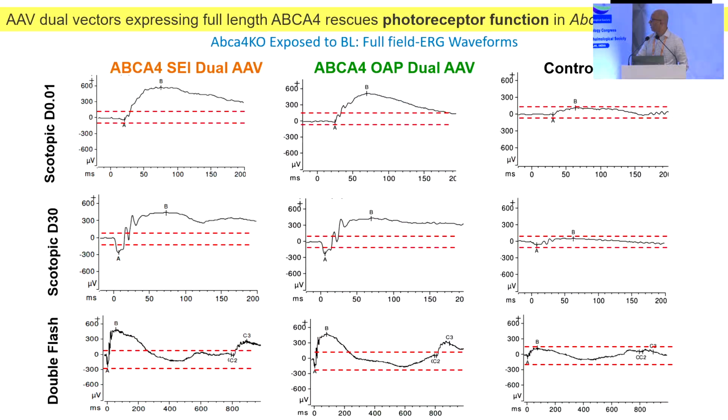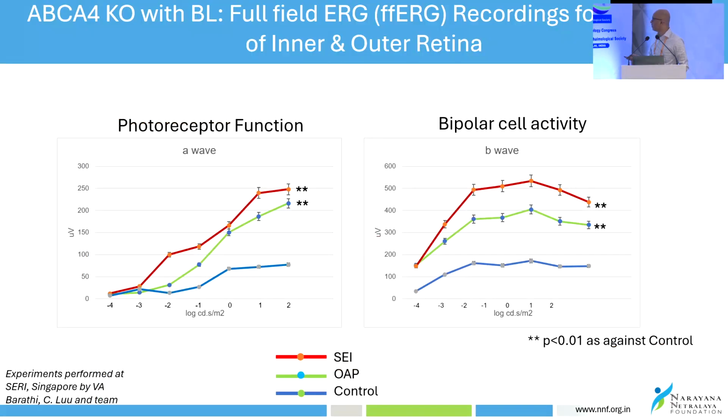Both structural, and after the structural things, we wanted to see the functional aspect of the process. What you see here is the ERG, the electroretinogram. You can see the controls, that is the ABCA4 knockout ERG plots. And what you can see is that in both cases, the SEI, that is the splice enhancing introns dual vectors, as well as the overlapping alkaline phosphatase dual vectors, you can see the return of normal ERG activity in these animals.